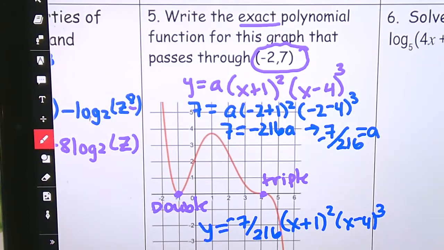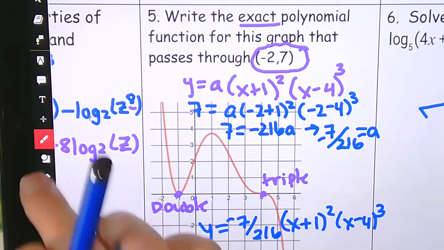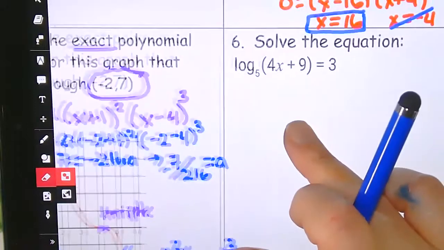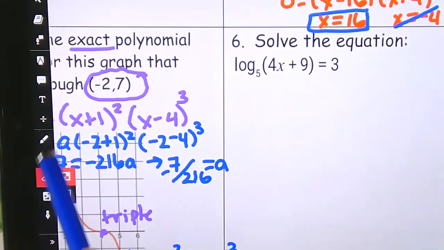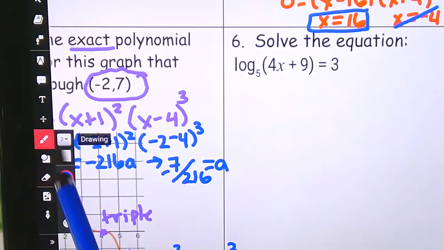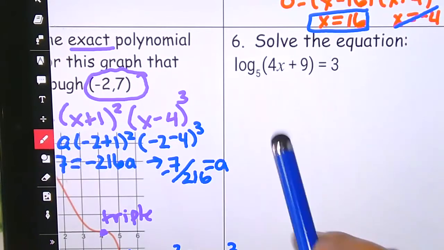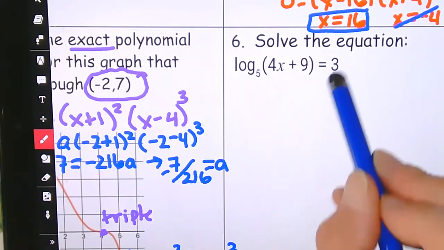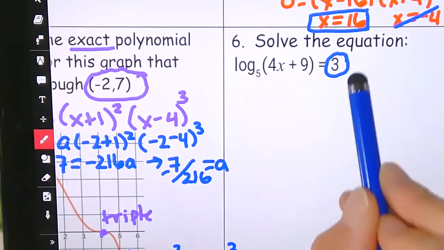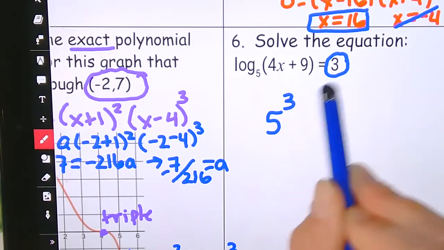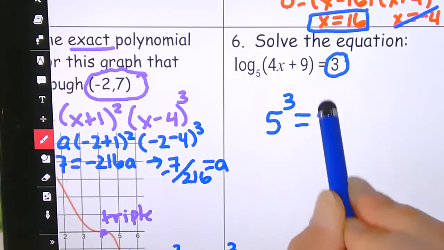On number 6, we're solving a logarithm problem. And we want to make sure we have our log isolated, which it is. I have a single log. And then I'm going to rewrite it in exponential form. Remember, whatever your log equals, that's your exponent. So this 5 is my base, to the 3rd power, is equal to 4x plus 9.